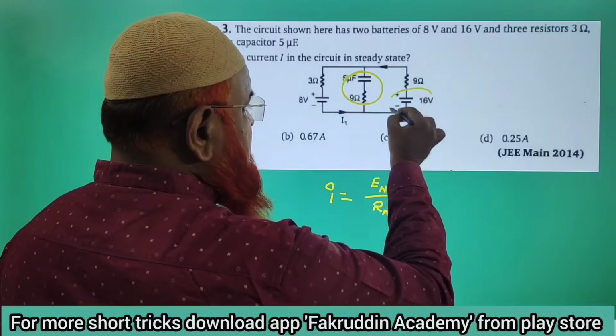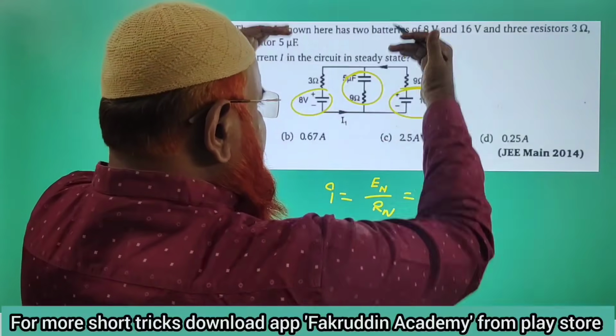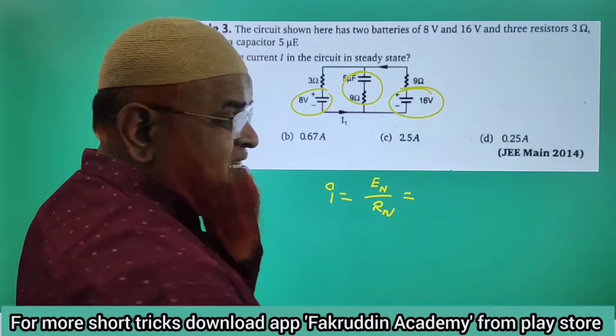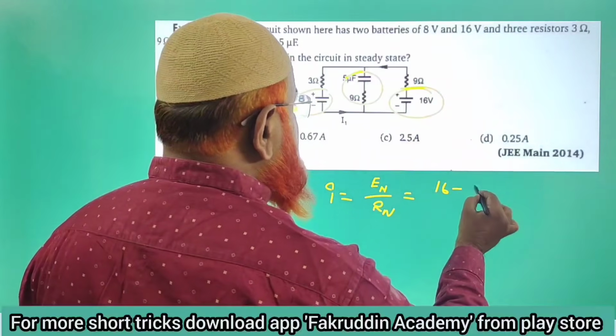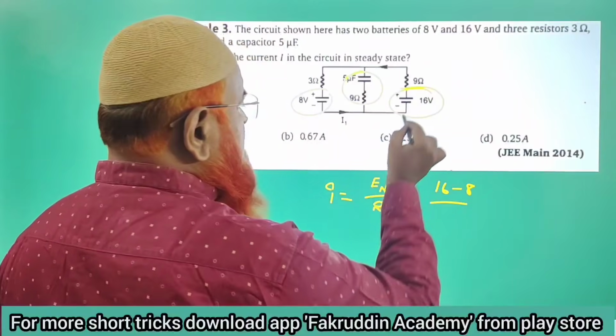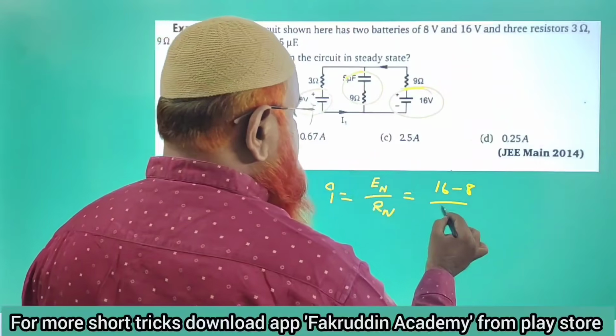What is the net EMF? You can just see here, this is 16 and this is 8, and the directions are directly opposite here. As the directions are opposite, you have to just make the difference of these two, that is 16 minus 8, and you have to add the resistances. So you have to add the resistance, 9 plus 3, that's it.